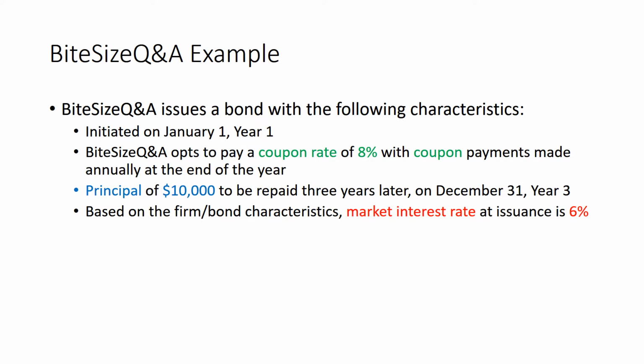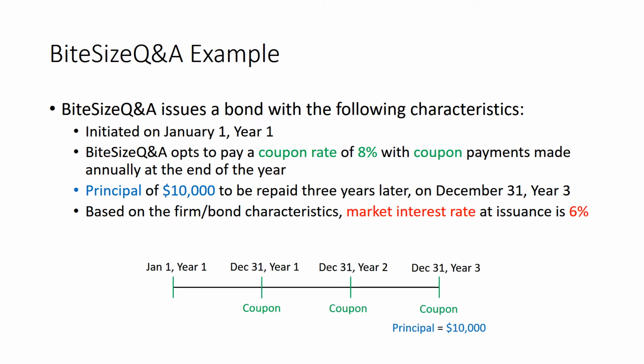Let's work on an example. Bite Size Q&A issues a bond with the following characteristics. The bond was initiated on January 1st, year 1, and the firm opts to pay a coupon rate of 8% with coupon payments made annually at the end of the year. The principal of $10,000 will be repaid 3 years later on December 31st, year 3, and the market interest rate at issuance is 6%.